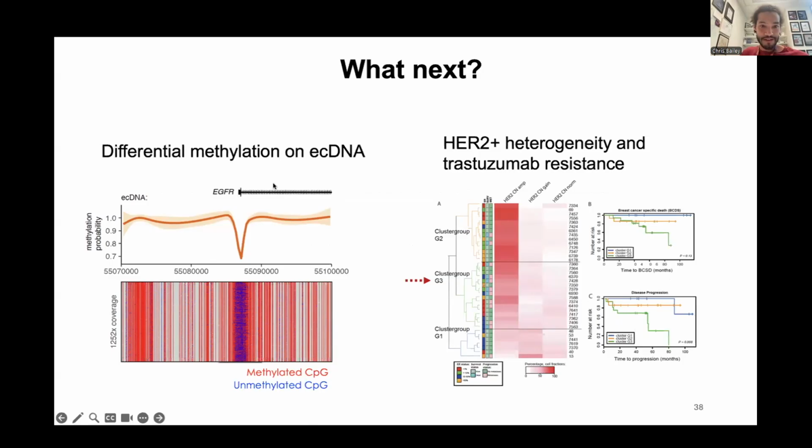One of these is differential methylation. So we have found that within ecDNA, there are specific unmethylated CpGs at the locus of the oncogene itself, and that the rest of the ecDNA is effectively methylated and sort of switched off. We'd like to understand whether these non-oncogenic ecDNA behave in the same way. And we want to dig in a bit more into this HER2 heterogeneity and trastuzumab resistance. It's been shown that HER2 heterogeneity correlates with treatment resistance, copy number heterogeneity. And it would be interesting to see whether this copy number heterogeneity is driven by ecDNA or not.